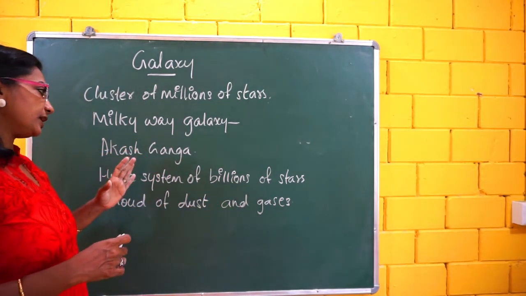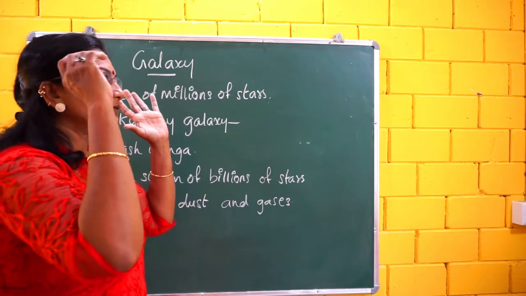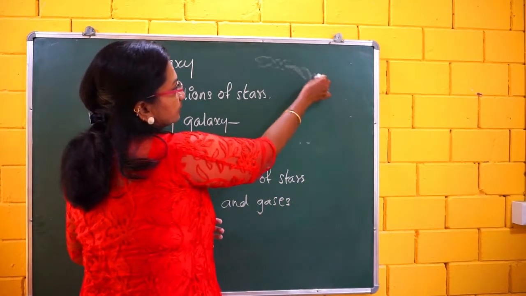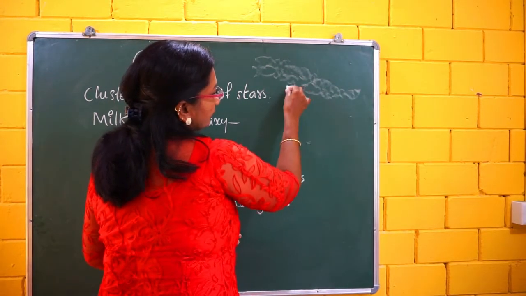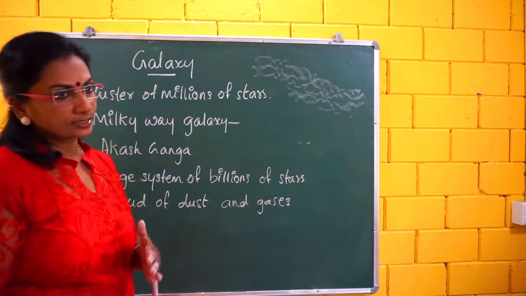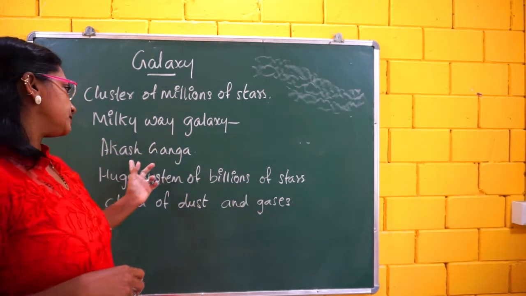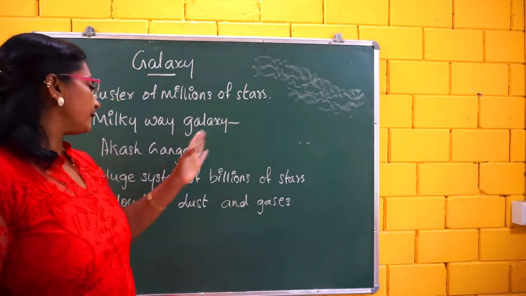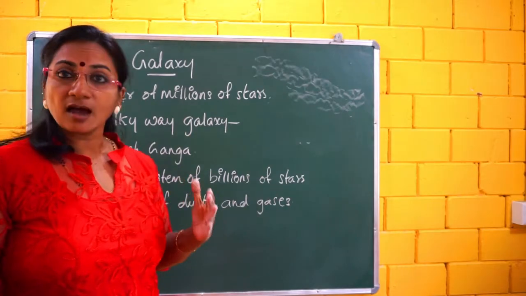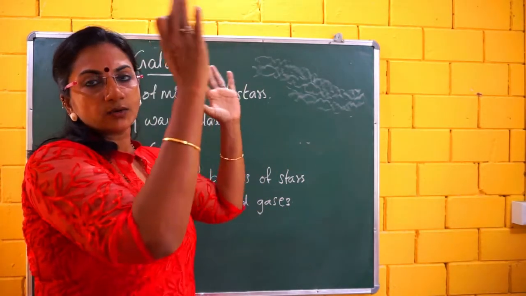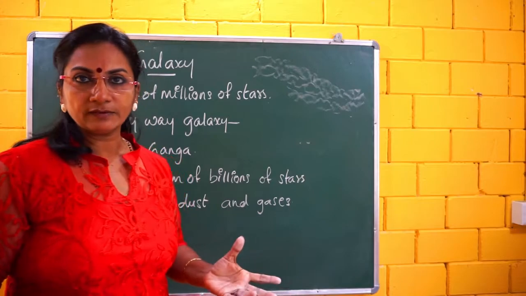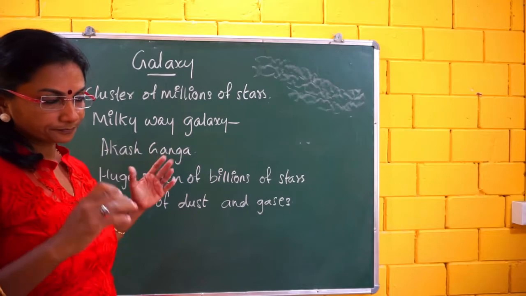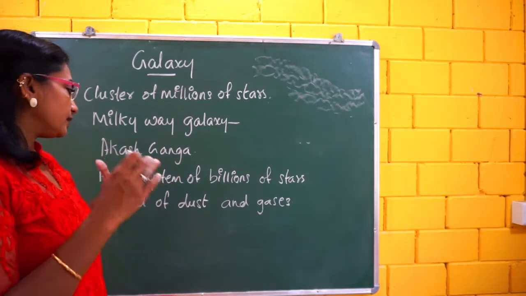In ancient India, it was believed that a river of light was flowing through the sky. What is the meaning of Akash? Akash means sky. The ancient people called it Akash Ganga. Ganga is the name of the river, no? The river is flowing in the sky, so they called it Akash Ganga. Got it?